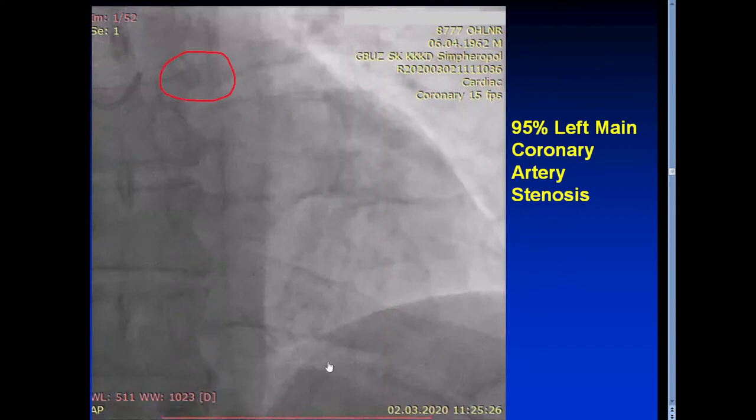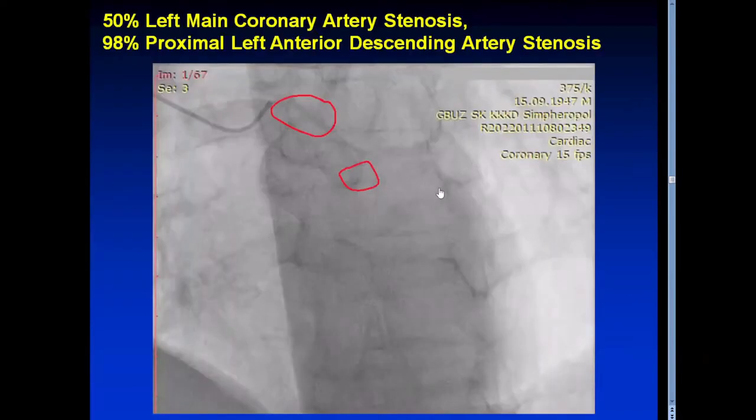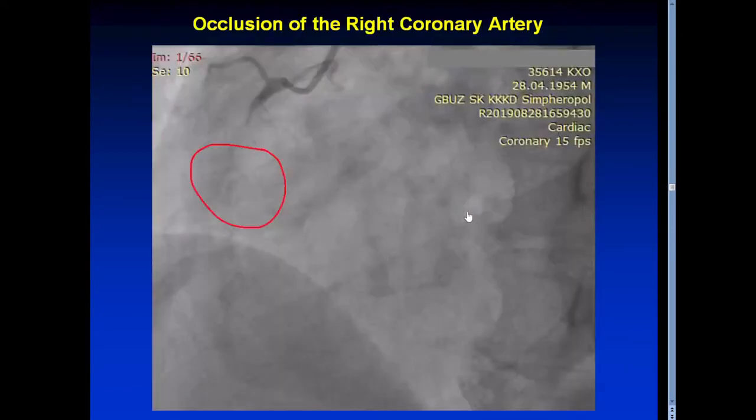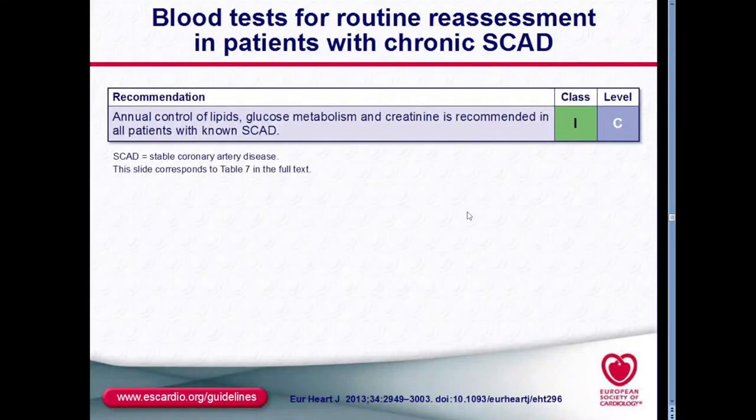Oh, I apologize. This computer does not allow me to show any movie. What is the problem? I really don't know. Severe coronary artery stenosis. The next one also does not go. It is not my own computer. The same, occlusion of the right coronary artery.